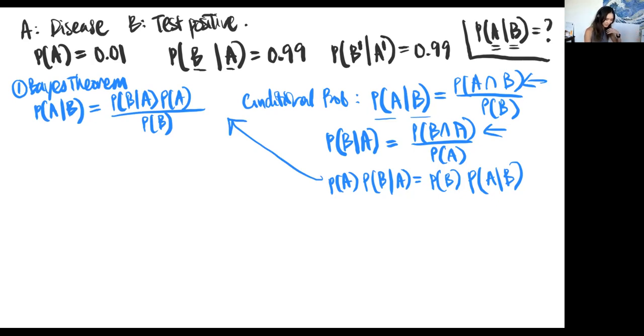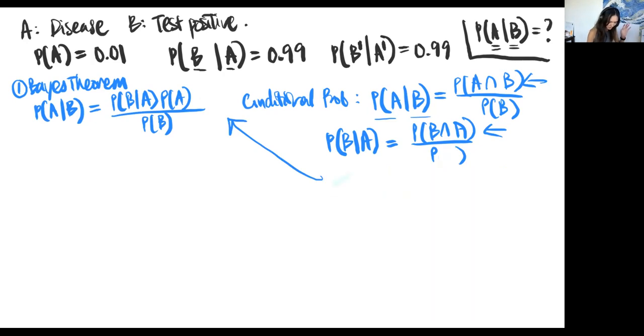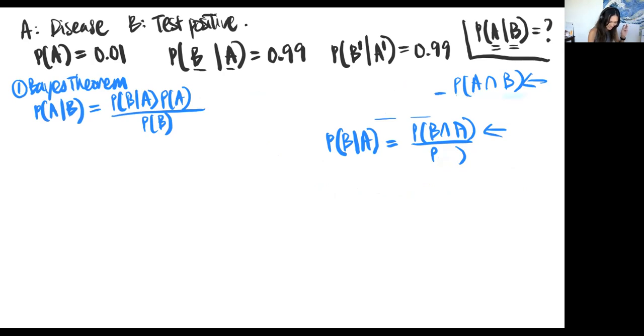Usually if you're given a question like this, you can pretty much skip to Bayes' theorem. I just wanted to show you all where Bayes' theorem comes from. So let me just get rid of this real quick. But any questions about anything I've said so far?